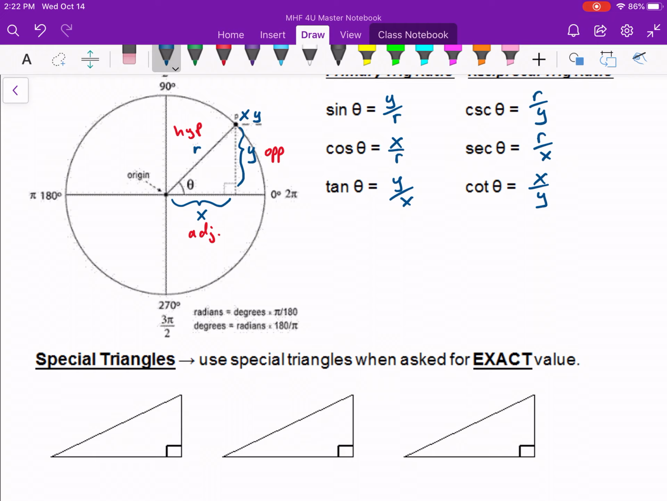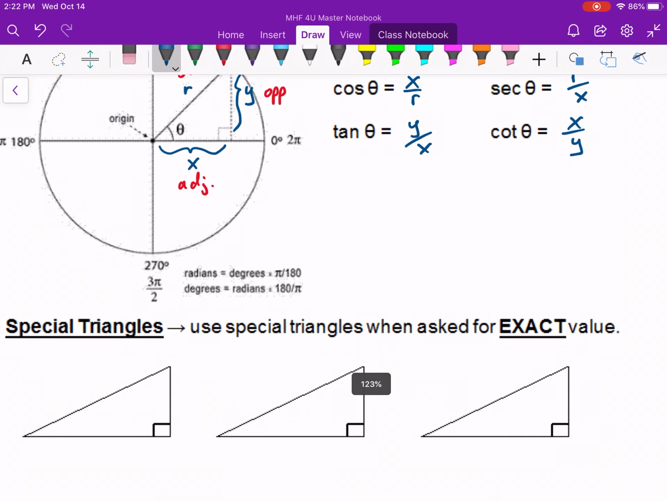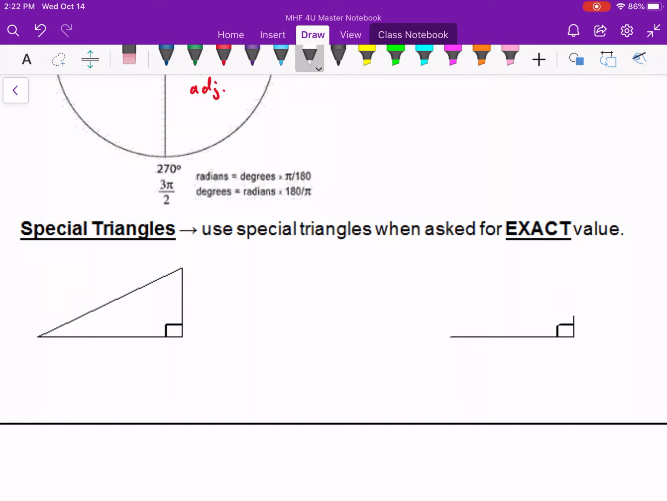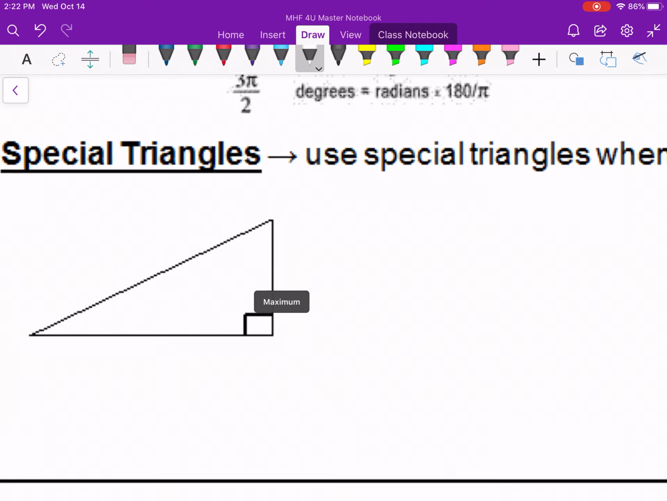Another thing that we need to review is special triangles. You would have done special triangles back in grade 11. Now, unfortunately, these triangles all look the same. I don't like them. I'm going to erase 2 of them because I think that they're misleading. In other words, I like the triangles to sort of look like the angles they represent.